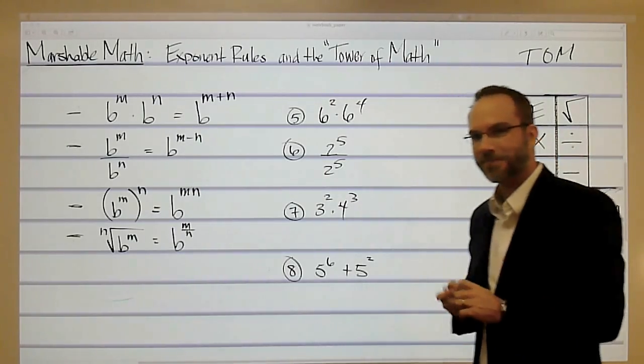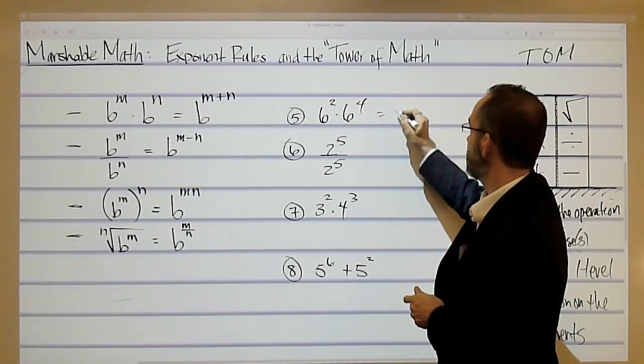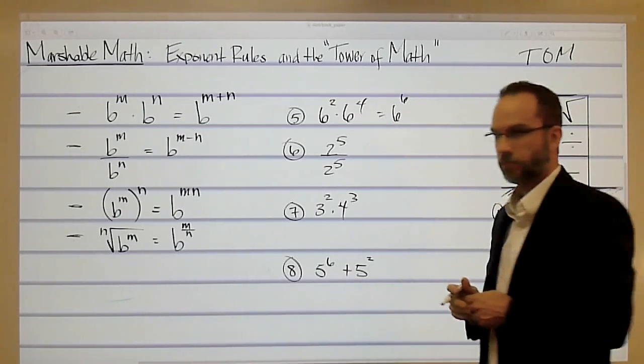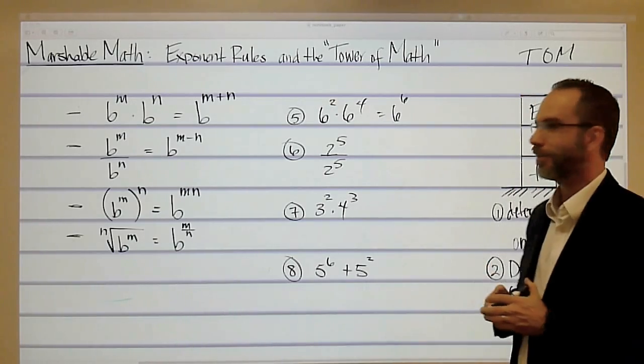Okay, back at it. Here we go. Multiplying the bases, add the exponents. This should be easy. 6 to the 6th. No, it's not 36. Don't make the mistake and multiply. An exponent does not mean multiply.